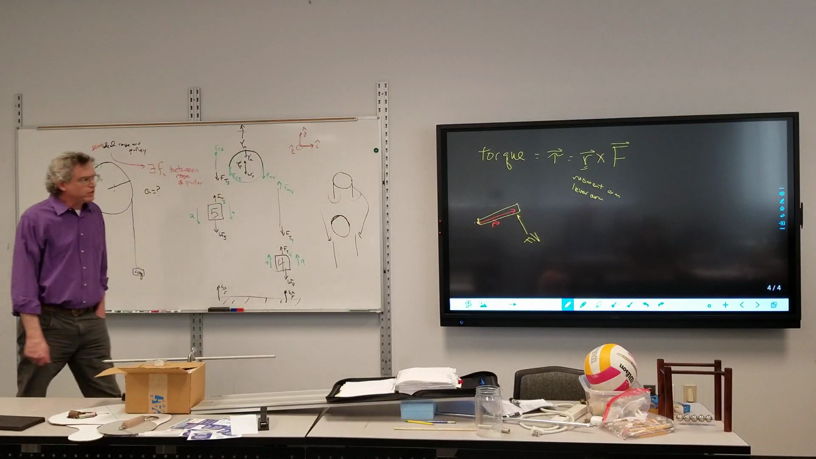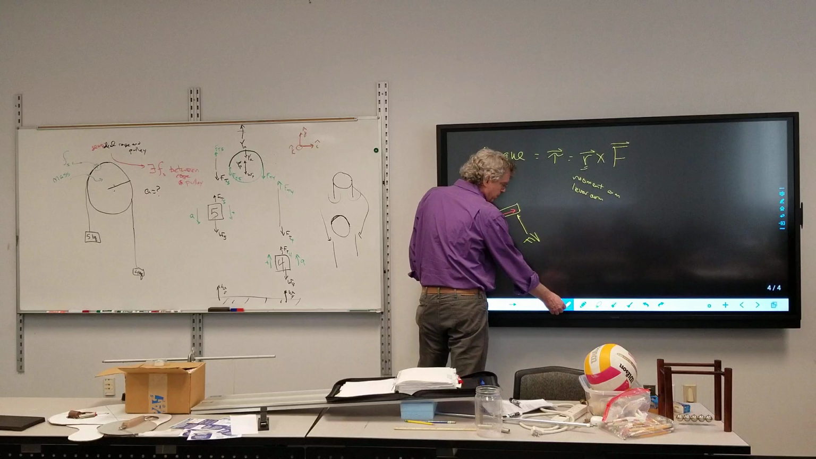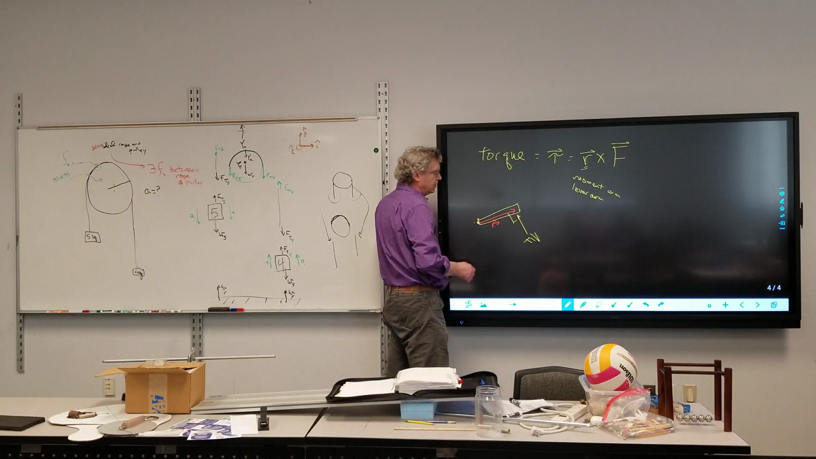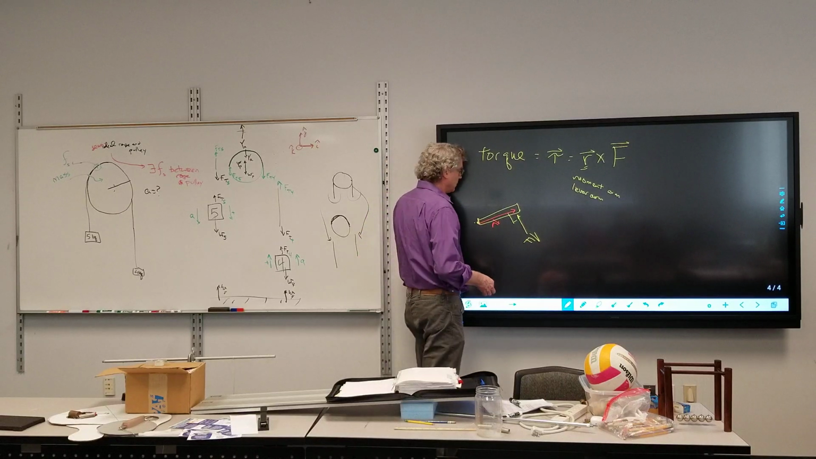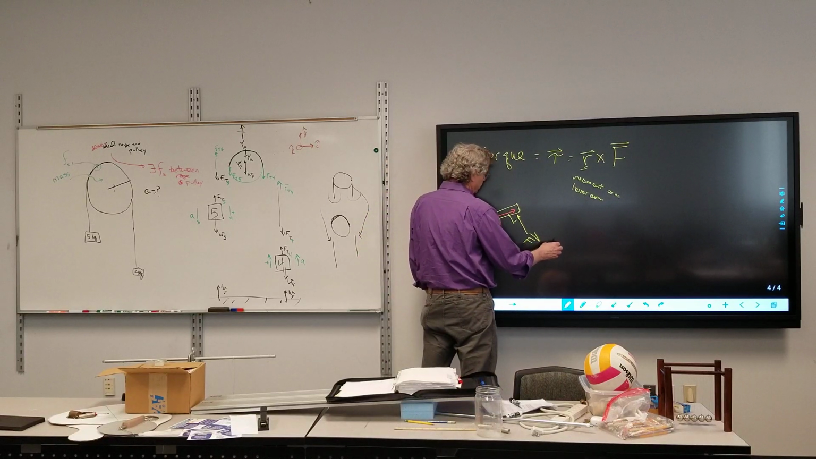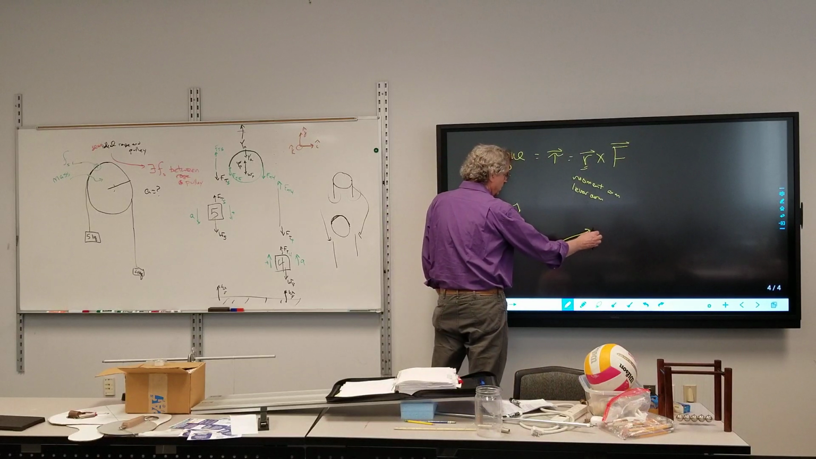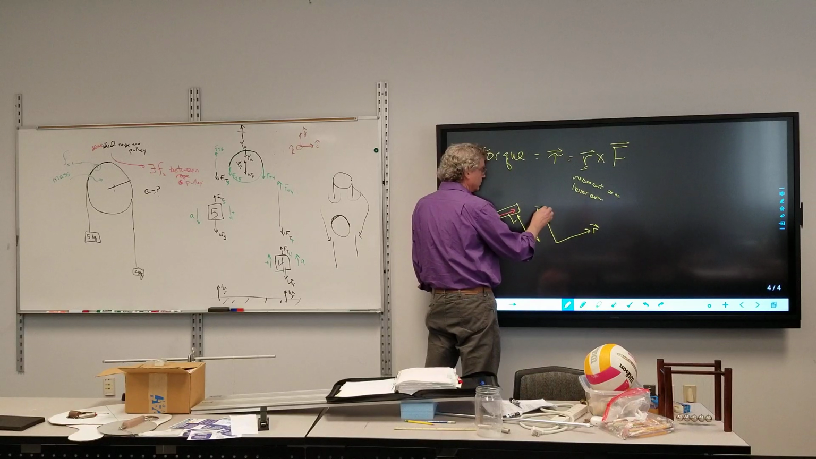Now I need to do a cross product here. Now I've drawn it so that the force is being applied perpendicular to the moment arm, which makes the math simpler. We'll talk about what happens if it's not. So if I'm doing R cross F, I imagine the two vectors are tail to tail.